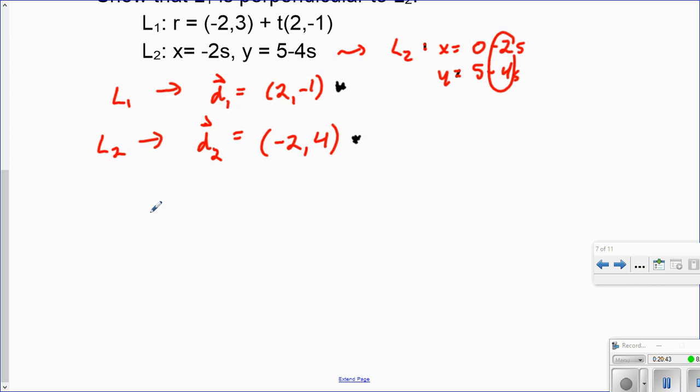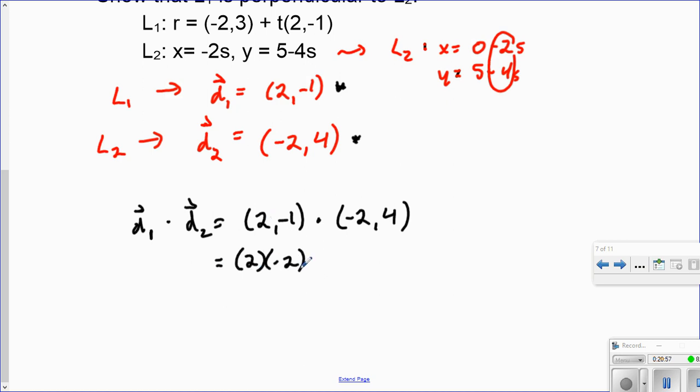Now I could take the dot product, and if it was 0, I know they're perpendicular. So let's do that by its definition. I don't think we've done dot products in a little while here. So that's 2 times negative 2 plus negative 1 times 4. I have negative 4, okay, so negative 4 plus negative 4. And that's not 0. So they're not perpendicular.